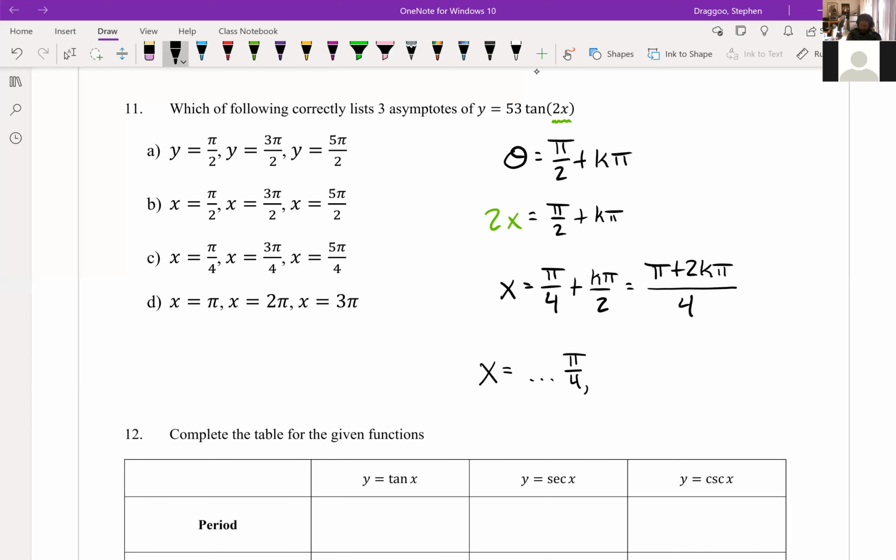If I plug in 0 for k, then add 2, so 3 pi over 4, add 2 pi again, 5 pi over 4, 7 pi over 4, 9 pi over 4. Could keep that going in the other direction as well. So I'm looking at odd multiples of pi divided by 4, which means C is going to be the correct answer.